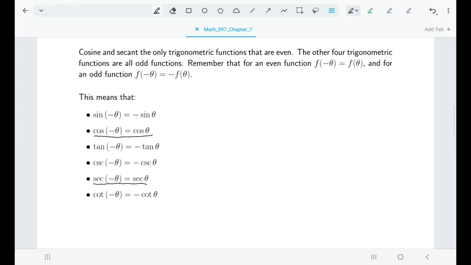Sine of negative theta is the opposite of sine of theta. Tangent of negative theta is the opposite of tangent of theta. And same thing for cosecant, and same thing for cotangent. So this is giving us a nice little way to deal with negative angles, because, for example, if somebody asks you to find cosine of negative 30 degrees, you don't have to draw negative 30 degrees. You can just say, oh, well, courtesy of the fact that cosine is even, cosine of negative 30 should be the same thing as cosine of positive 30. And then that simplified your life quite a bit. So that means that we'll never really have to deal with negative angles as long as we know which trig functions are even and which ones are odd.